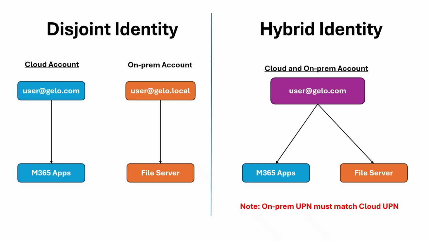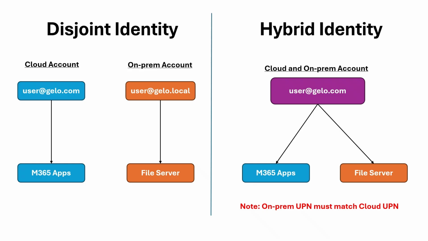The real constraint, the thing that can break your entire setup, is identity consistency, especially the user principal name, or UPN. If your on-prem UPN does not match your cloud UPN, you don't get a seamless identity. You get confusion, login issues, and broken authentication flows. So yes, hybrid identity implies a single identity, but in practice, that identity must be aligned. Same UPN, same login experience.